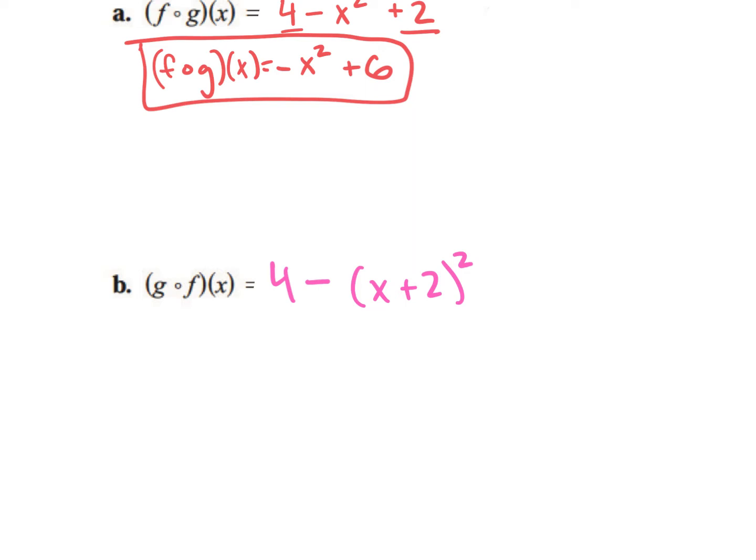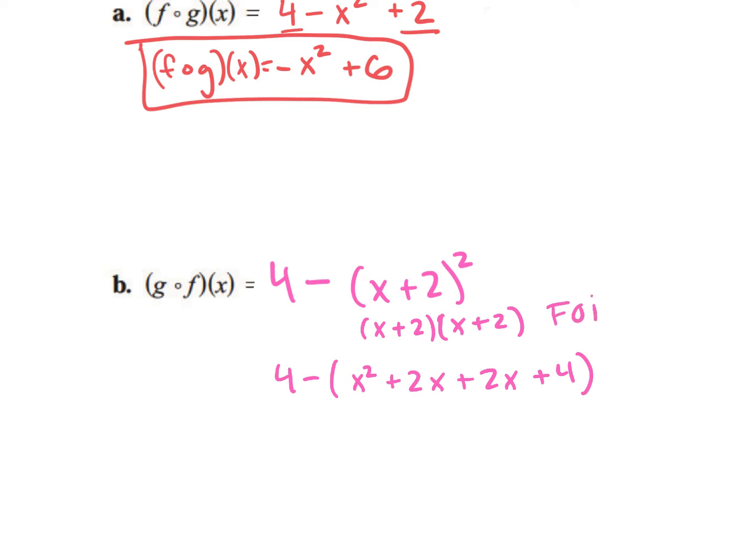How can I simplify this? I have to FOIL out the x plus 2 squared. So this is like saying x plus 2 times x plus 2. So we have to FOIL. So it would be x squared plus 2x plus 2x plus 4. So we are FOILing.